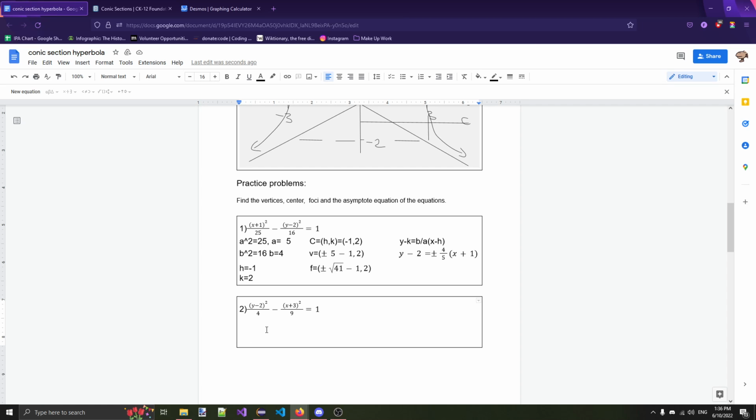Time to do the exact same thing over again. a squared. What does it equal? That's right, it's 4, which means a equals 2. b squared. What does it equal? That's right, it equals 9. And what does that mean? It means b equals 3.